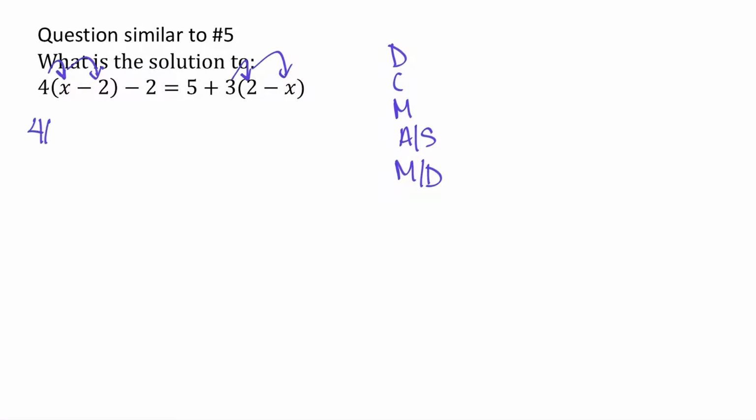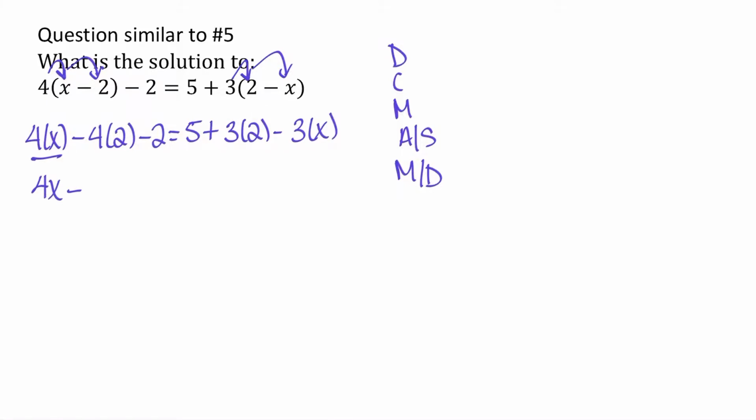So I have 4 times x minus 4 times 2 minus 2 equals 5 plus 3 times 2 minus 3 times x. 4 times x is 4x minus 4 times 2 is 8. Then I have minus 2 equals 5 plus 3 times 2 is 6 minus 3 times x is 3x.